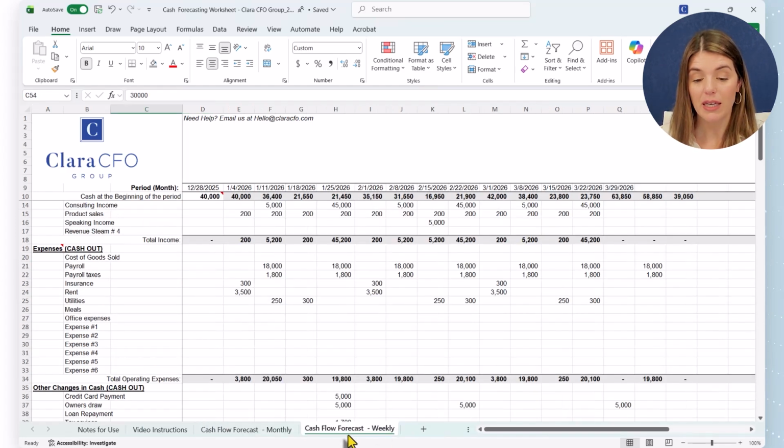Now, the weekly, again, is more for when you need to be a little bit more careful. You don't want to make a payment in the wrong week because your cash is a little tighter, okay? So when cash is tighter, use weekly. When cash is abundant, you can move to monthly.